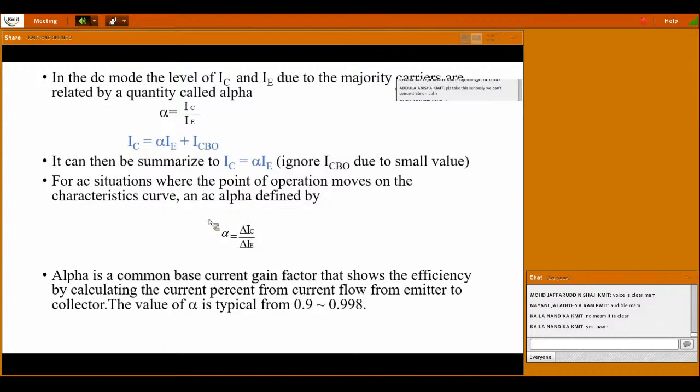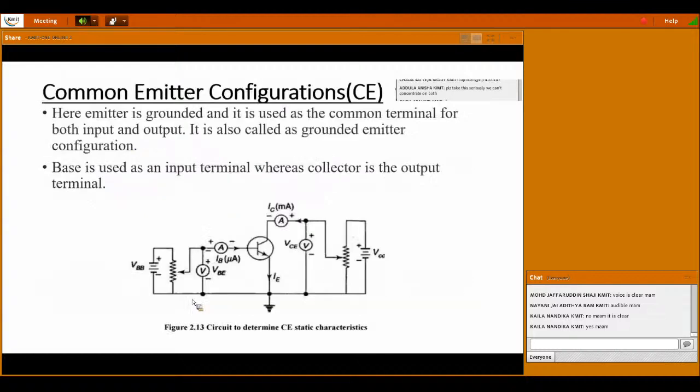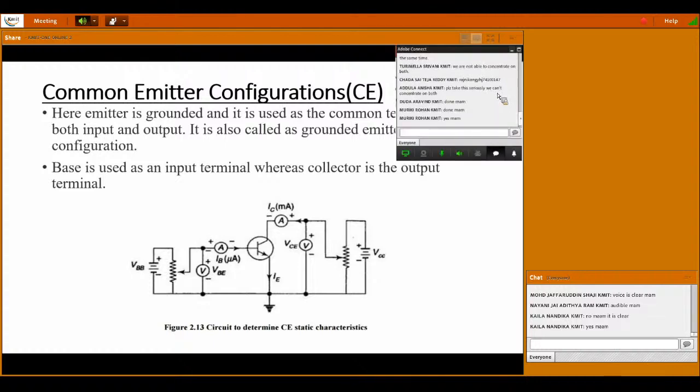If it is AC current gain, then it is change in IC divided by change in IE. Next we'll move to the common emitter configuration. Is it clear everybody? We have completed the common base configuration. Do you have any doubts in common base? If you don't have any, then I'll move to the next configuration, which is common emitter.